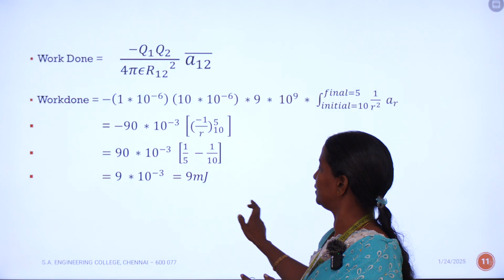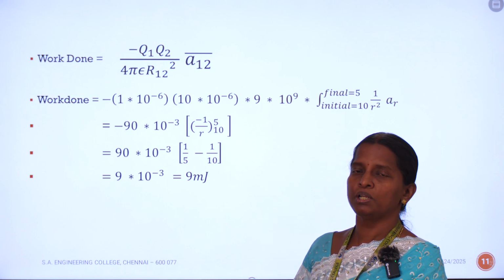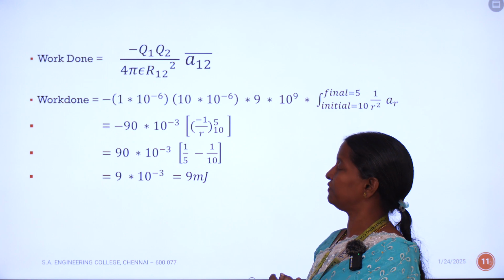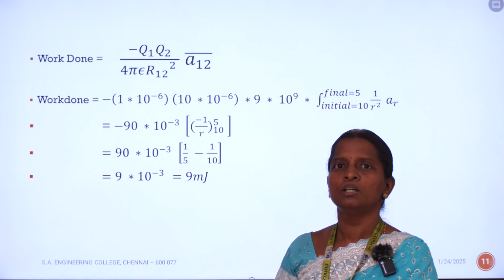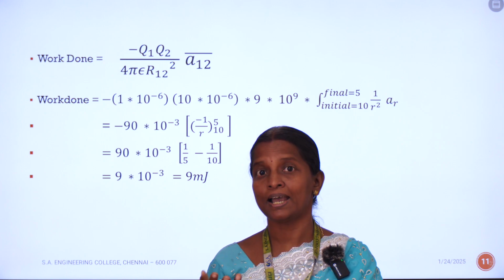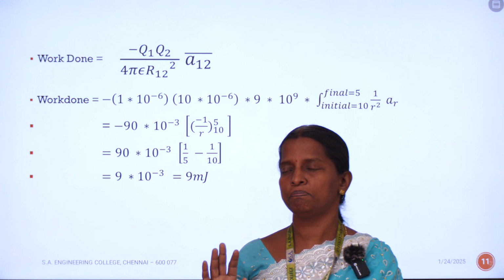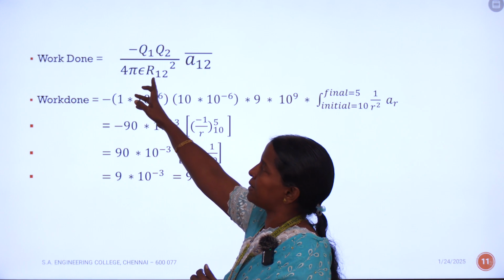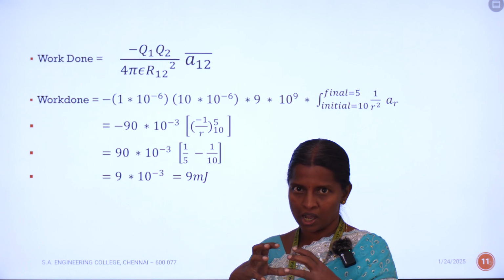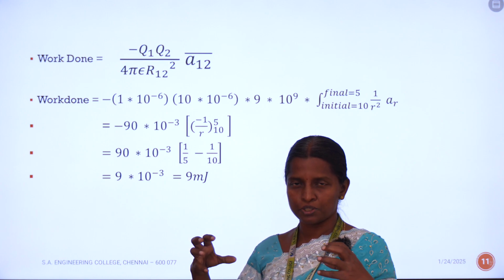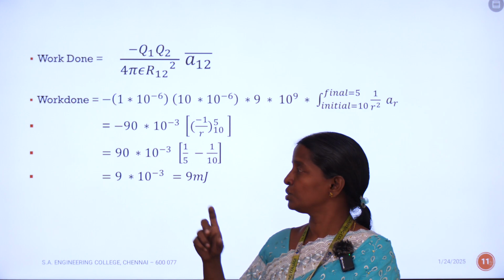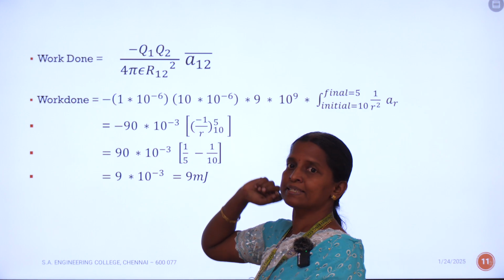So we know the formula: Q1 divided by 4 pi epsilon r square into the unit vector. So this is a force formula. Work done means we have to do some work against the force of attraction or repulsion, so I am taking it as a minus. Force of attraction means I have to do some work. If there is a force of repulsion, I have to bring it against the force. So some work has to be done, so I am taking it as minus.